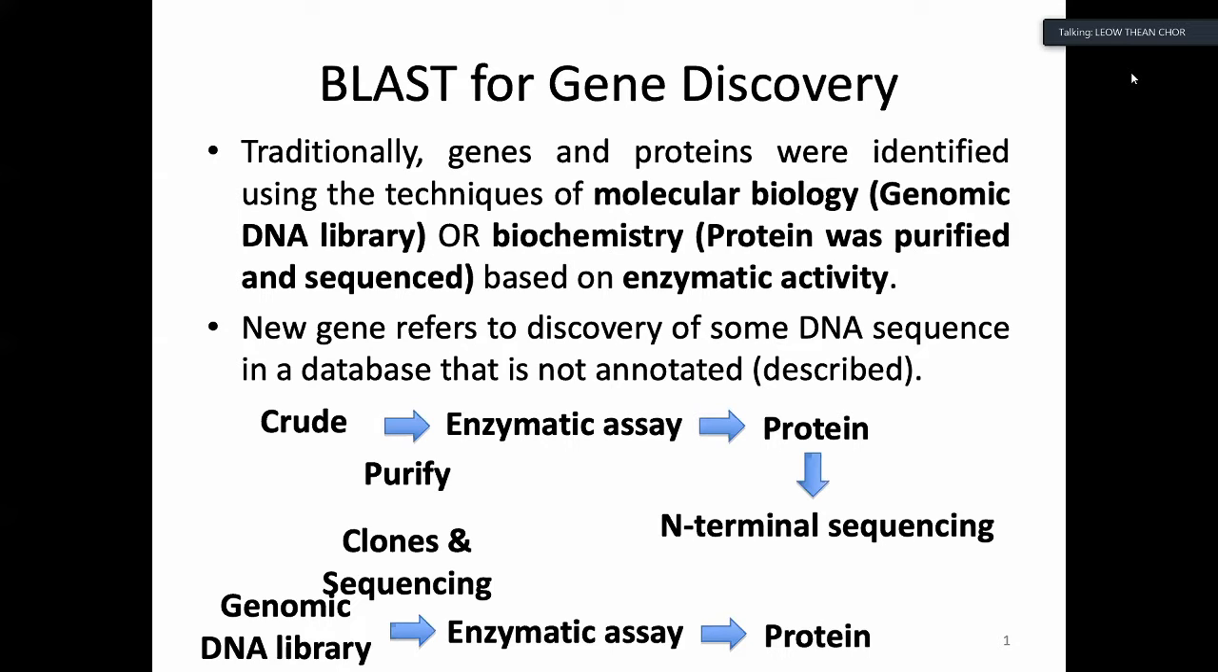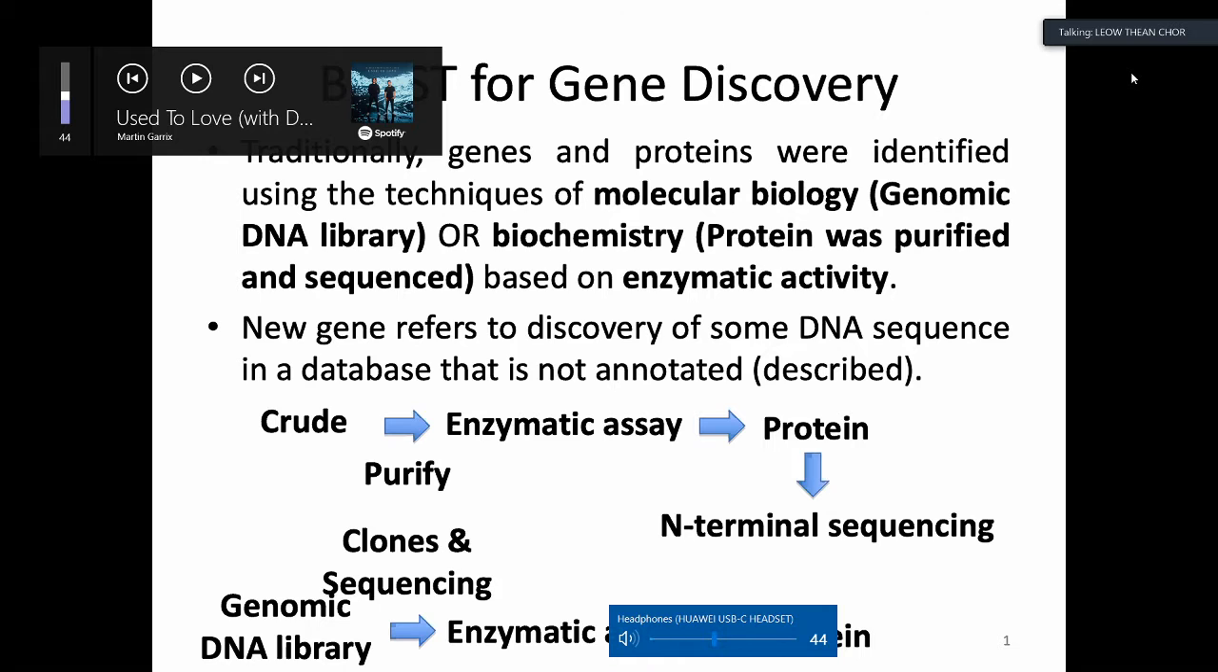And then molecular biologists construct a genomic DNA library and screen for positive clones based on enzymatic activity. This is how molecular biologists clone the gene, using a genomic DNA library or PCR cloning. And then bioinformatics identifies the novel gene using the BLAST searching tool.